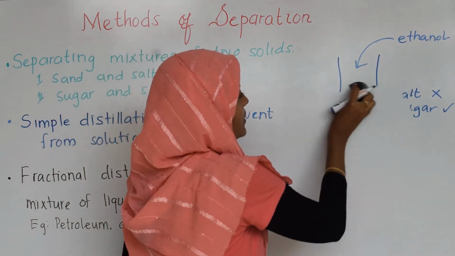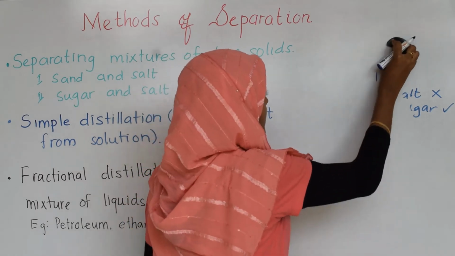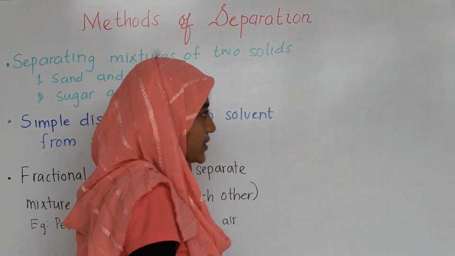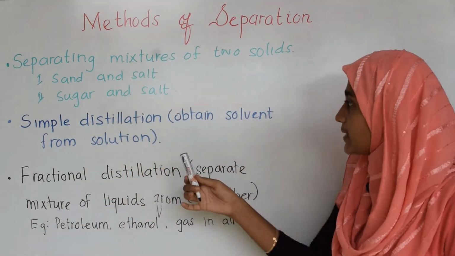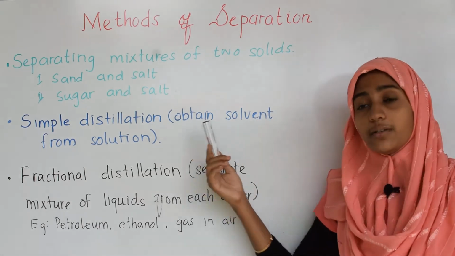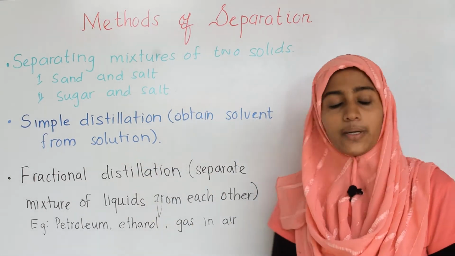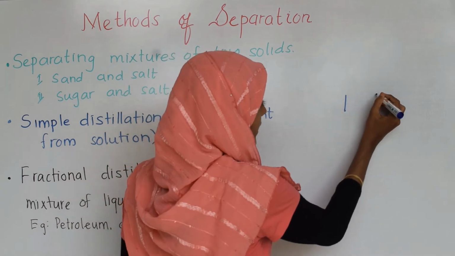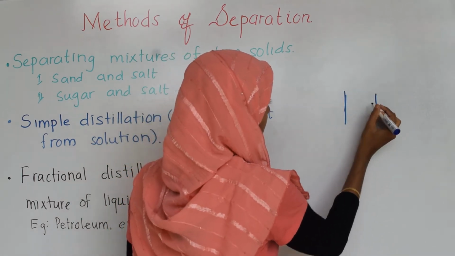This is another method of separation. We call this simple distillation. When it comes to simple distillation, this is used to obtain a solvent from a solution. Now let's say, for example, in a simple distillation, the apparatus looks like this.